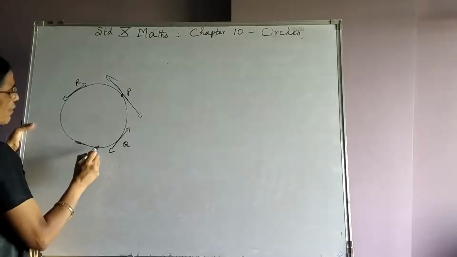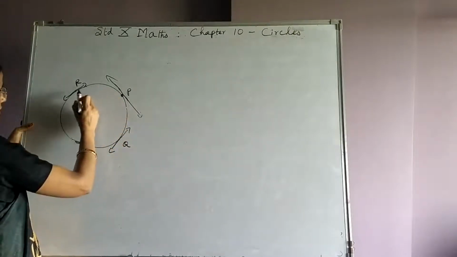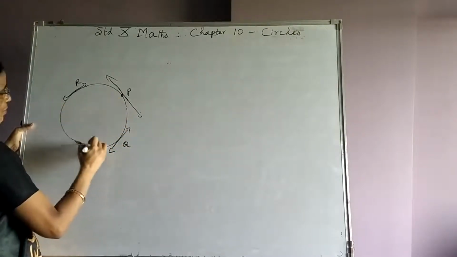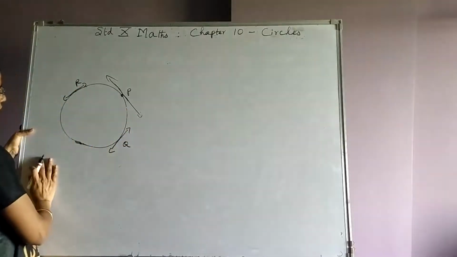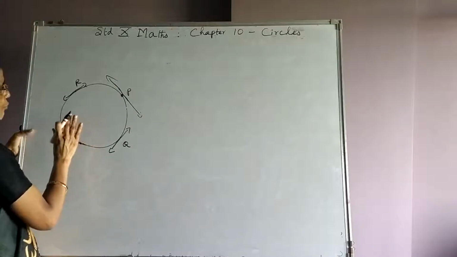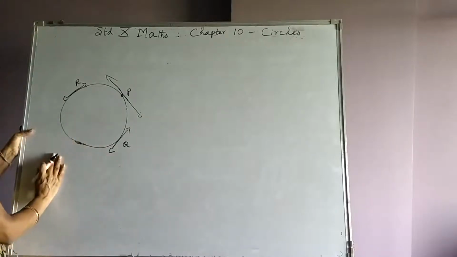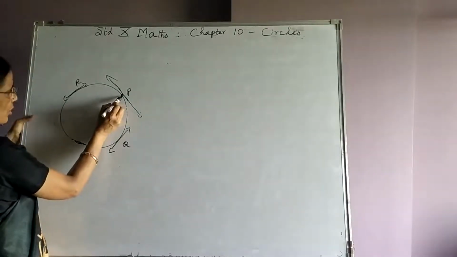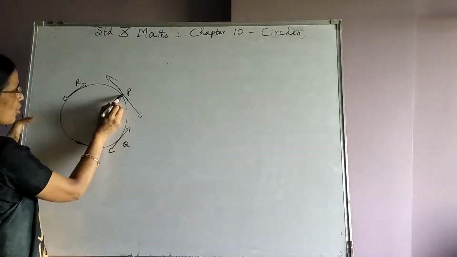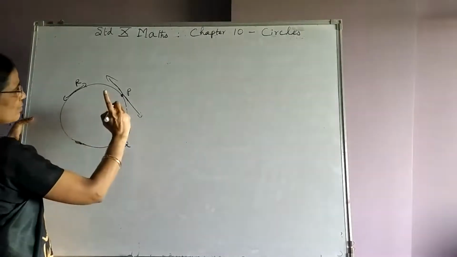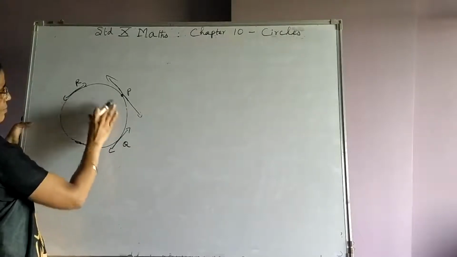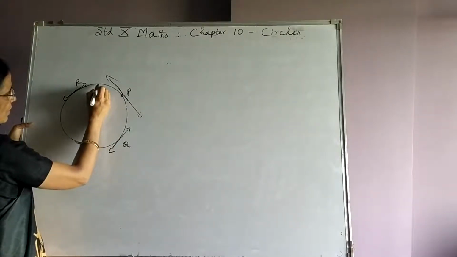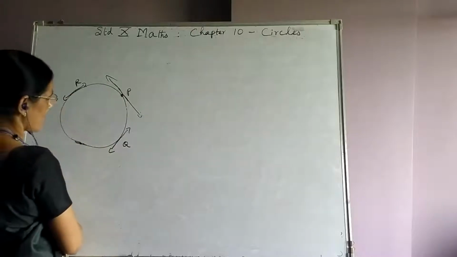So through each and every point on the circle, a tangent can be drawn. Therefore, we say a circle has infinitely many points. If the question is, through a particular point, how many tangents can be drawn? We can answer only one tangent. But a circle has infinitely many points, and through a particular point, only one tangent can be drawn.